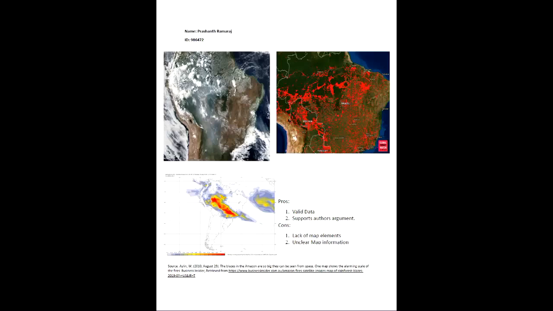And in the last image they talk about the smoke in terms of aerosol optical depth, which is measured in nanometers, but the article actually doesn't talk about aerosol optical depth. So it is something which is irrelevant. Great, thank you.